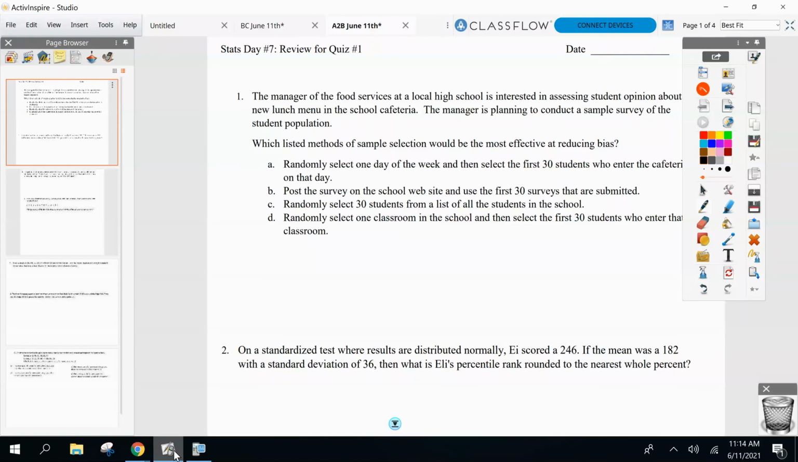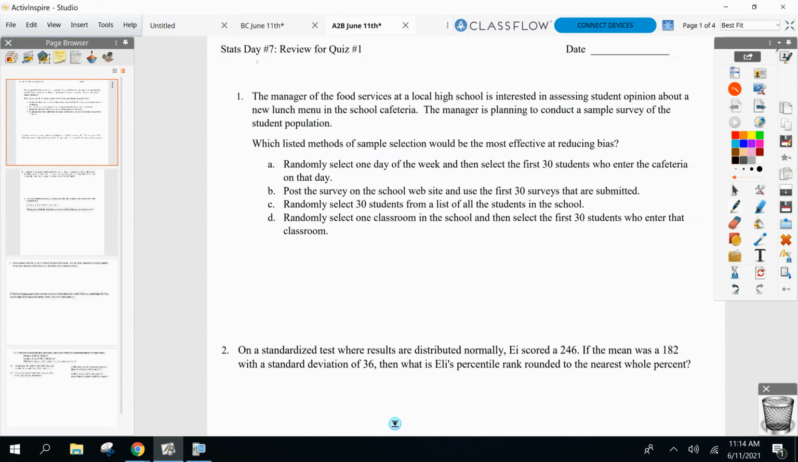So you want to know the student opinion about a new lunch menu in the school cafeteria. Which one of these methods is the best random method so you don't have bias? So you basically want to get the best sample of kids from the school that aren't the same type of kid either. Okay?